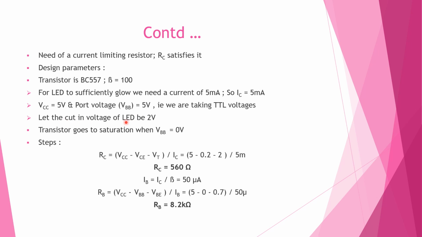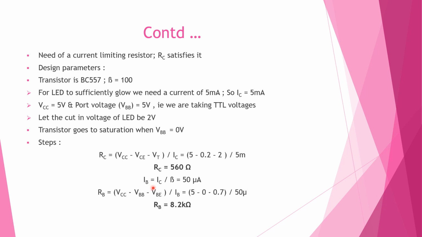Let the cut-in voltage of the LED be 2 volt. The transistor goes to saturation when VBB is equal to 0 volt. That is the on condition here. So at the on condition, RC equals (VCC minus VCE minus VT) by IC, that is (5 minus 0.2 minus 2) by 5 milliampere. So that is RC equal to 560 ohm.